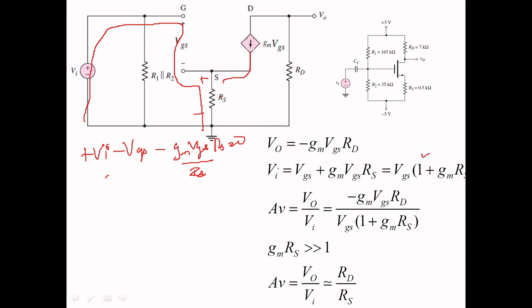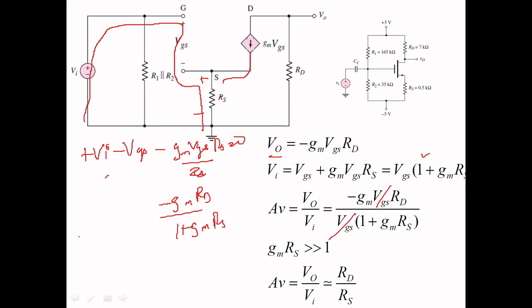Okay, now you divide this like V0 by VA. So V0 you have GM VGS RD, VA is nothing but VGS divided by 1 plus GM RS. So if you divide, VGS will get cancelled and you will be getting this equation. Then what is the equation you are getting? Minus GM RD divided by 1 plus GM RS after removing VGS.